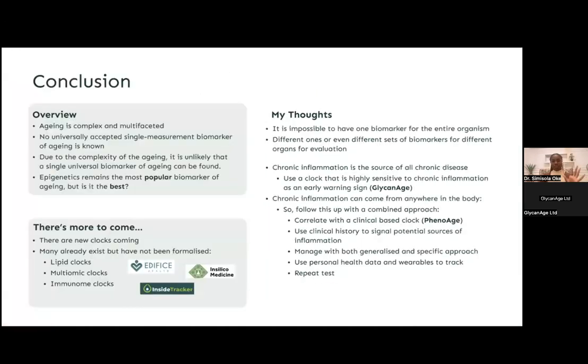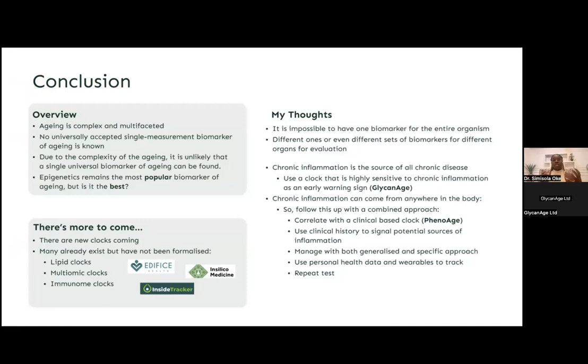So, conclusion time. Apologies, guys, I know I'm definitely running over. Just an overview. Aging is complex. It's multifaceted. There's lots of different layers to it. There is no universally accepted single measure or biomarker for aging. It doesn't currently exist, and I think that's something that we all have to accept. Because aging is so complex, it's unlikely that there will be this single universal biomarker.